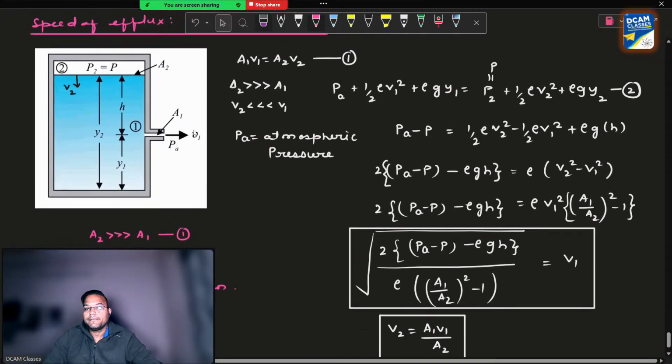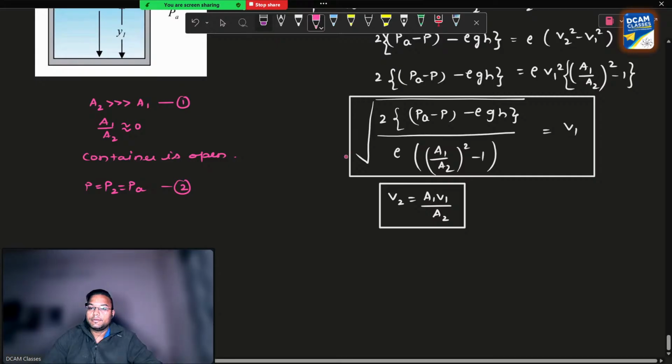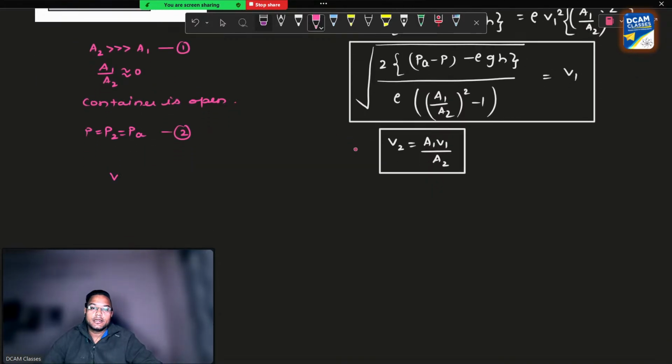Or P2 is equal to P becomes atmospheric pressure, so this will cancel out. Now using these two approximations, what answer do you get? V1 is equal to, the P and PA will be cancelling, 2 into minus rho GH divided by minus rho. This will cancel, so you will get root 2GH. So V1 is equal to root over 2GH.